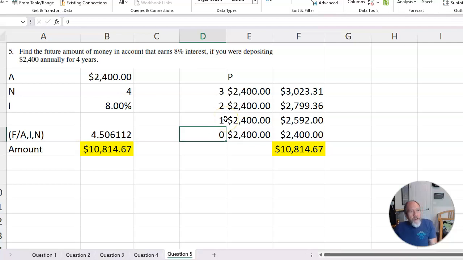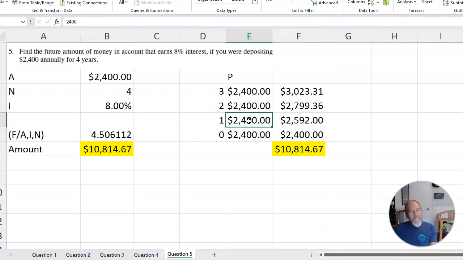But what I want to do is I want to find the future value of these deposits. So I deposit $2,400, I calculate the future value, okay? Year 0 is, in this case, the final year. So the $2,400 deposited in year 0 is going to be worth $2,400.